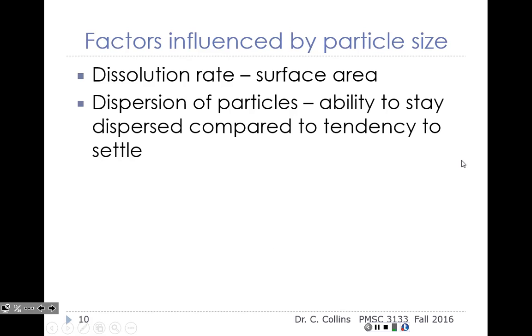We want our particles to be small enough to dissolve, but not so small that they interact with each other. We want them to disperse. If they clump together, and we'll talk about aggregation and flocculation when we talk about dispersed systems, if they cling to each other, then that makes them less likely to dissolve, less likely to flow properly, less likely to have the properties that we need. So there's a balancing point. Small particles to a certain extent are good, but they can be too small.